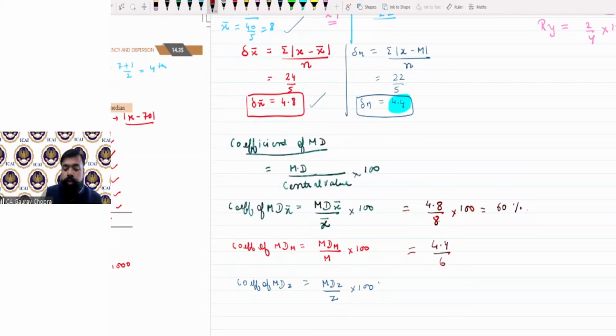4.4 upon 6 multiplied by 100. You get the answer here. Okay. So in this way, we can calculate the coefficients of mean deviation. All right.